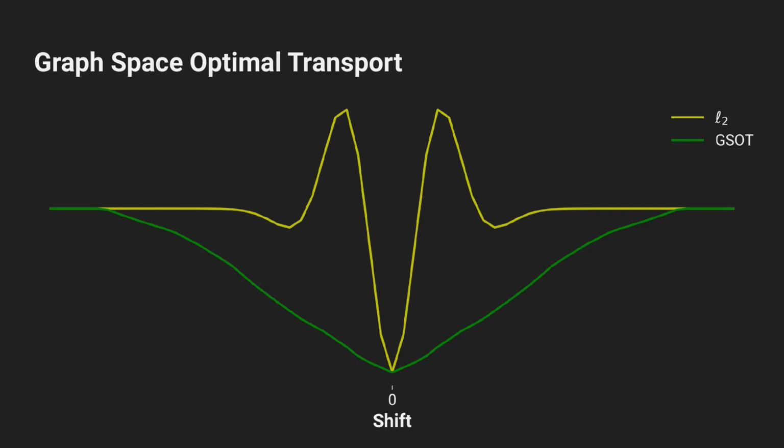You can see that the L2-based loss function is not convex. There are local minima, so if we start with one signal being substantially shifted relative to the other, then it's likely that the optimizer will get stuck in a local minimum. But the graph space optimal transport loss function is closer to being convex here, so we should hopefully avoid the cycle skipping problem and be able to converge to the global minimum even if we start with a signal that is quite far from the target.